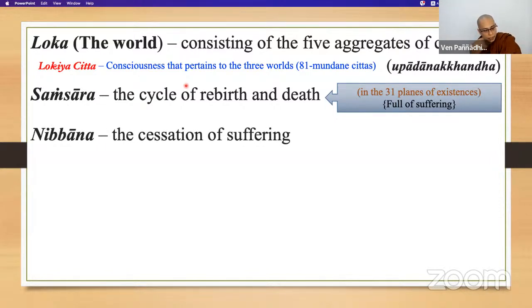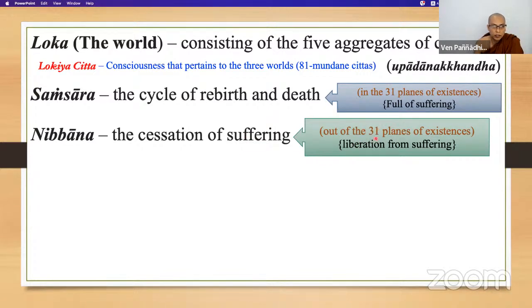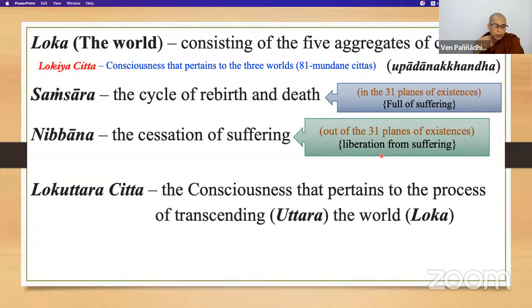Then, another ultimate reality is nibbana, the cessation of suffering, or ultimate peace. So it is out of the 31 planes of existence. It is out of the world, out of the loka, the liberation from suffering. Here we have already explained lokiya citta; the other type is lokuttara citta. The remaining 8 are magga citta 4 and phala citta 4. These 8 consciousnesses pertain to the process of transcending the world, not inside the world.